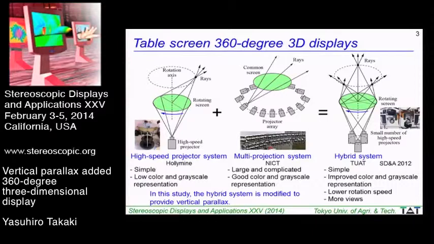The hybrid system combines both systems. We proposed this system at this conference in 2012. The use of multiple projectors improves the color and grayscale representation, reduces the rotation speed, and increases the number of views. In this study, the hybrid system is modified to provide vertical parallax.